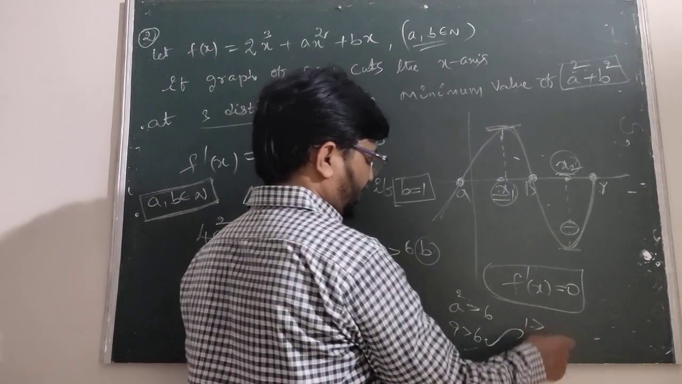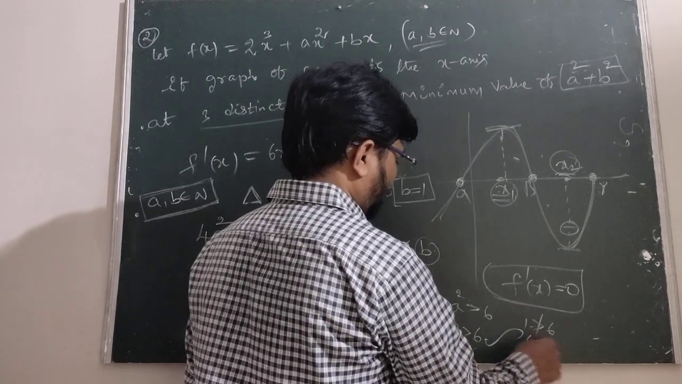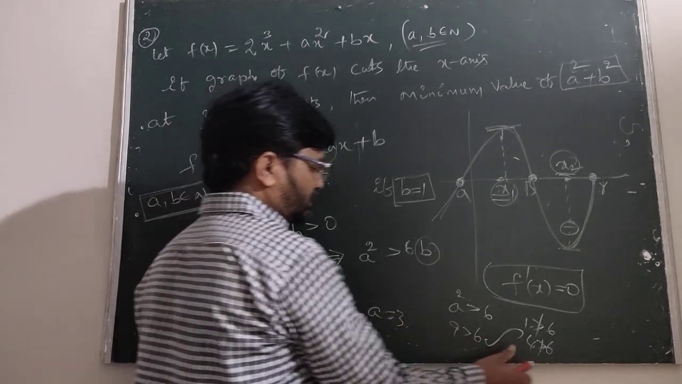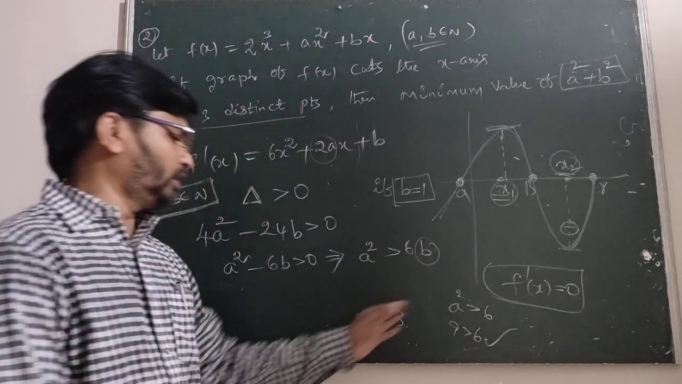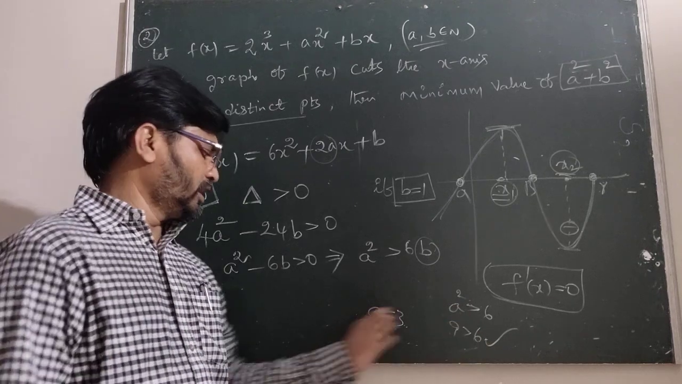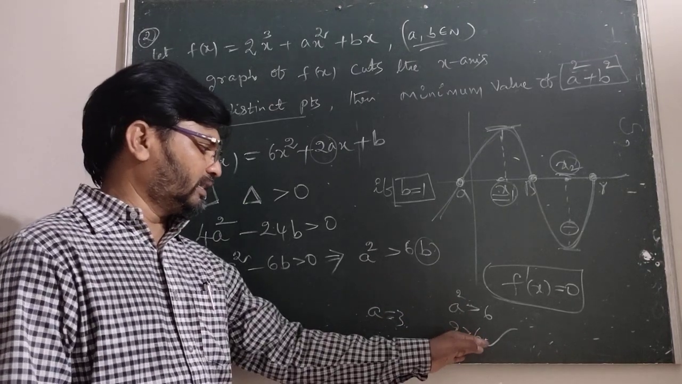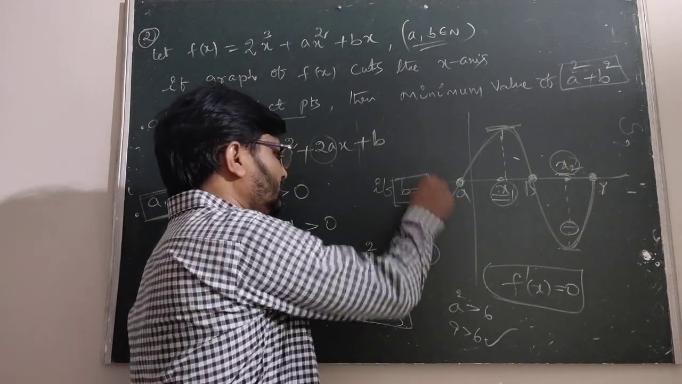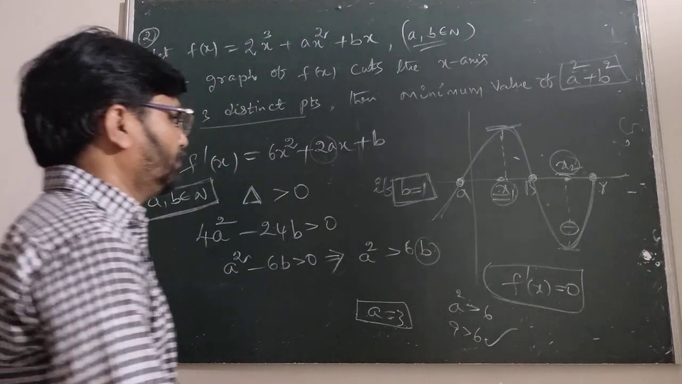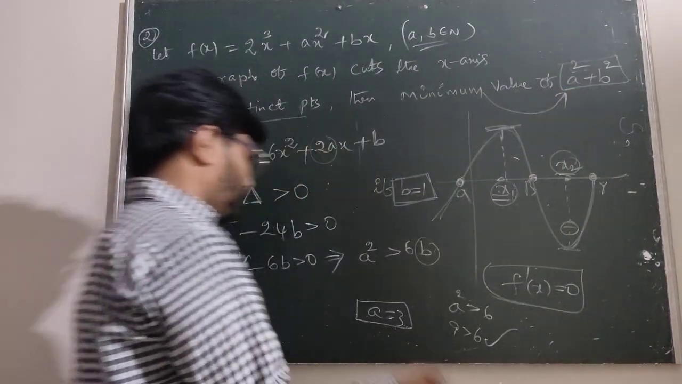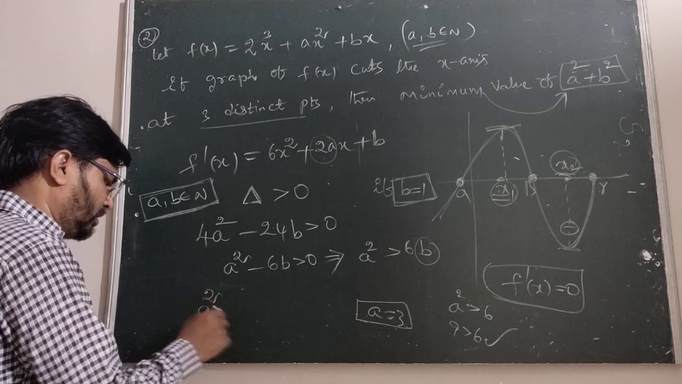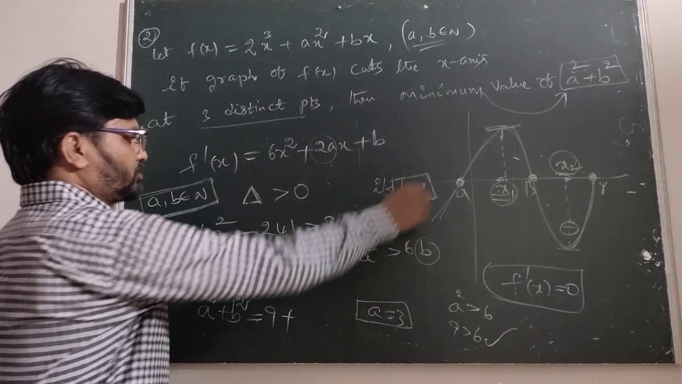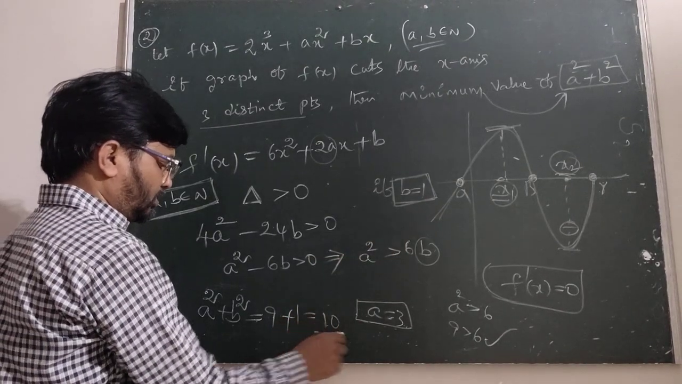Therefore, if we take a equal to 3, 9 is greater than 6. After that, a equal to 4 gives 16, greater than 6, and a equal to 5 gives 25, also greater than 6. But we are taking the least value of a and the least value of b. Therefore, the minimum value of a square plus b square is: a square is 9, b square is 1, then it will be 10.